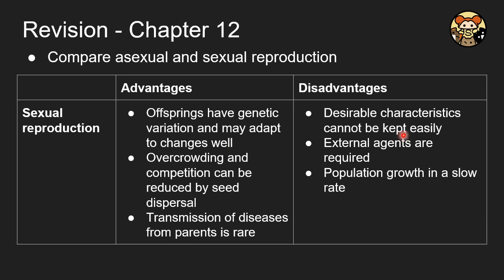However, the desirable characters cannot be kept easily, and as there will be a seed dispersal, overcrowding can be prevented, and also the transmission of disease. However, you will always require an external agent, and the population growth may be slow.